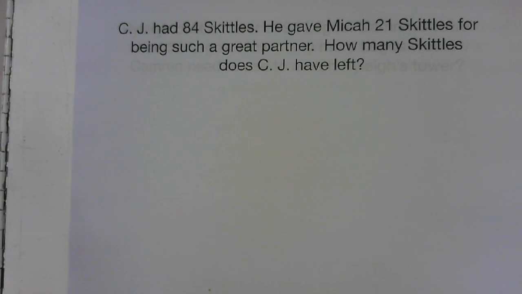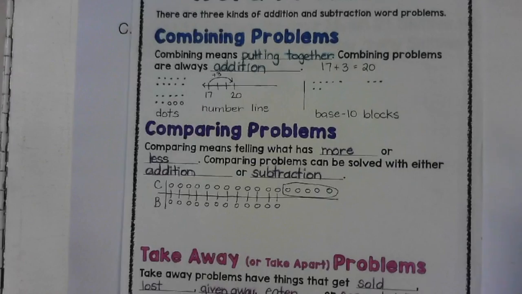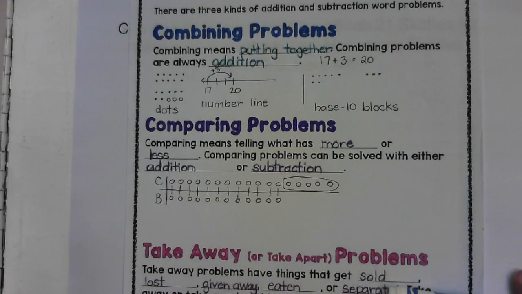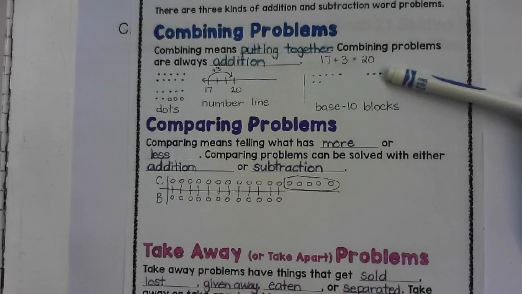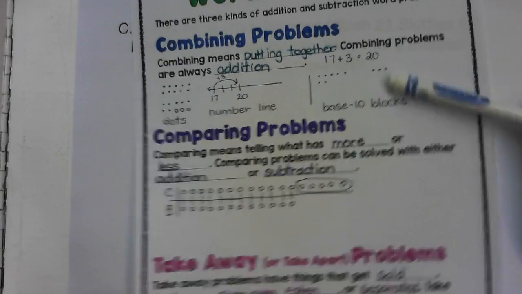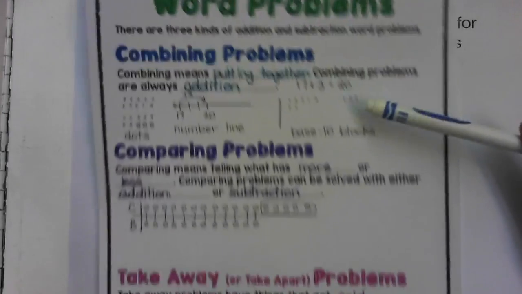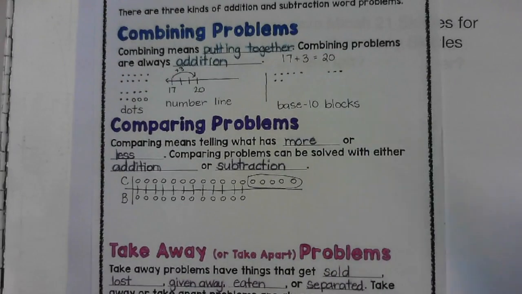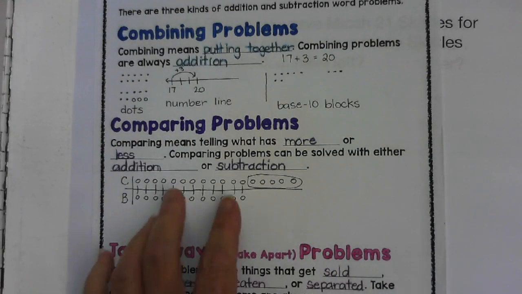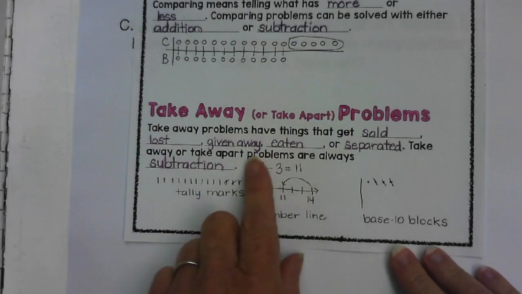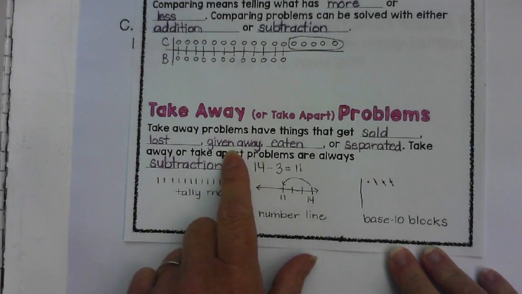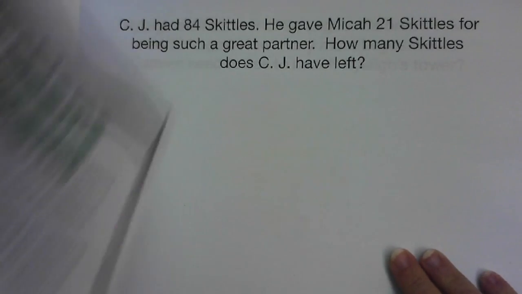All right, CJ had 84 Skittles. He gave Micah 21 Skittles for being such a great partner. How many Skittles does CJ have left? I would challenge students to figure out first if we're combining, comparing, or taking away or taking apart. Is CJ getting more Skittles? No, it says he gave Micah Skittles, so he's not combining. Are they comparing how many Skittles each child has? No. Are we taking away or taking apart? Yes, he has given away some Skittles, so this is going to be a subtraction equation.